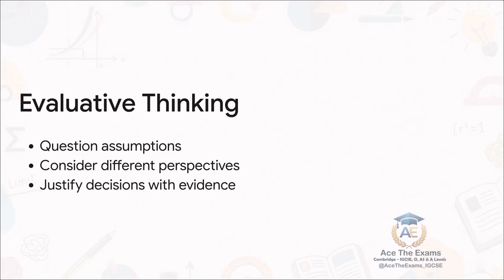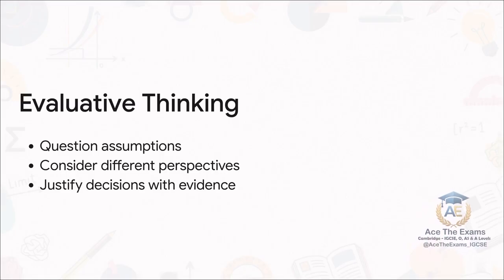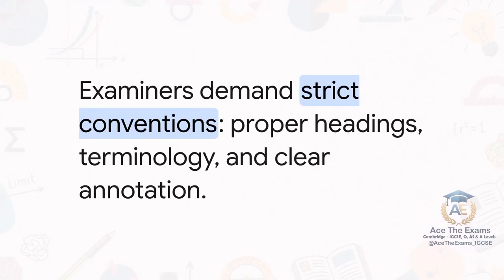It means they consider different perspectives, maybe identifying limitations or alternative interpretations. And most importantly, they justify their decisions with cold, hard mathematical evidence. You aren't just solving a math problem, you're building a watertight mathematical argument. And that argument? It has to be presented flawlessly. Examiners are strictly looking for conventions.